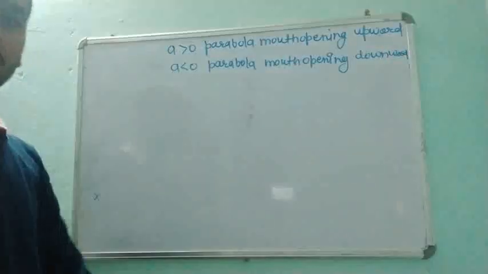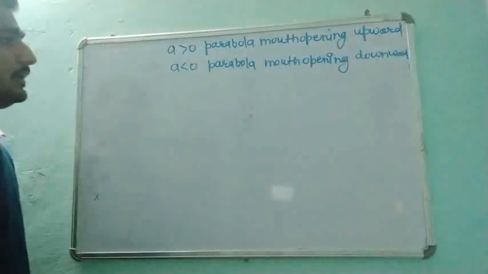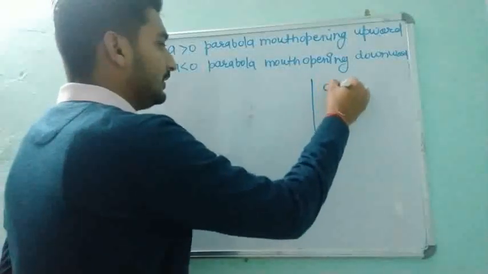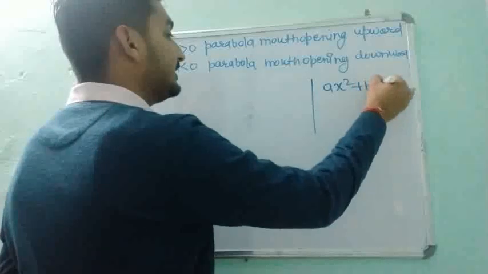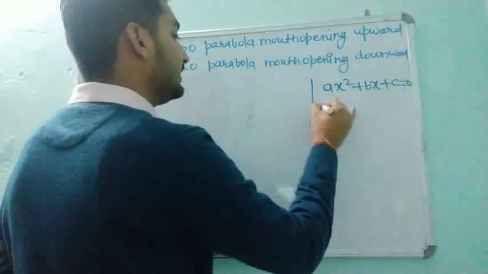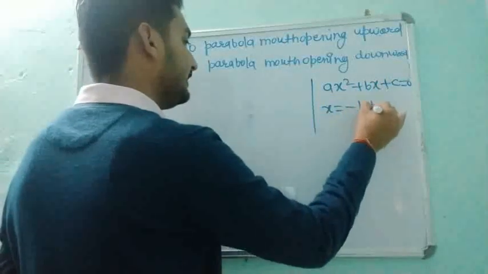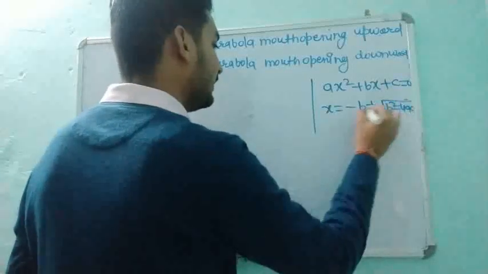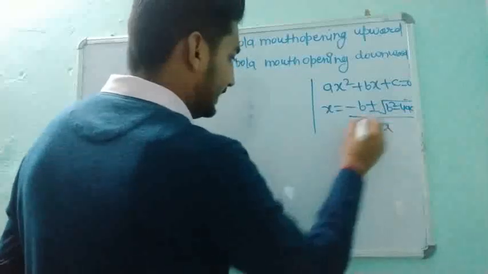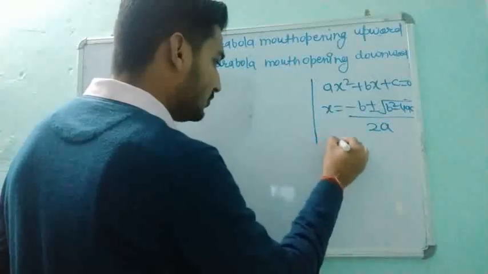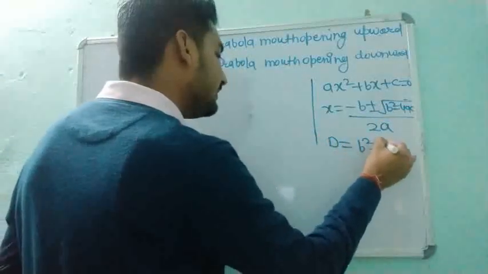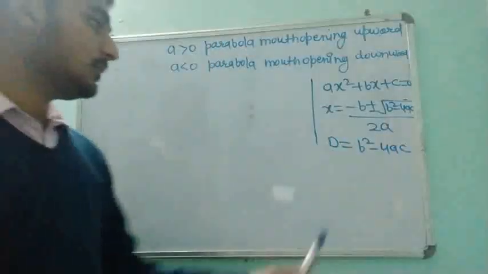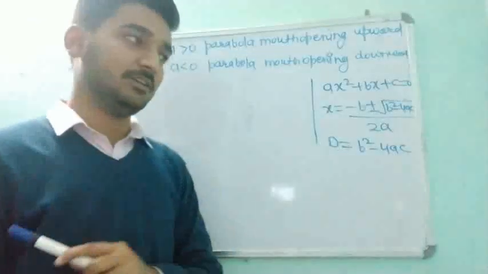Now coming to the standard quadratic equation. In the standard quadratic equation, if we solve ax square plus bx plus c, we get the values of x as minus b plus minus the square root of b square minus 4ac, by Sridharacharya formula, upon 2a. The thing which is in the square root is called the discriminant, and it is denoted by capital D. So b square minus 4ac is the discriminant.